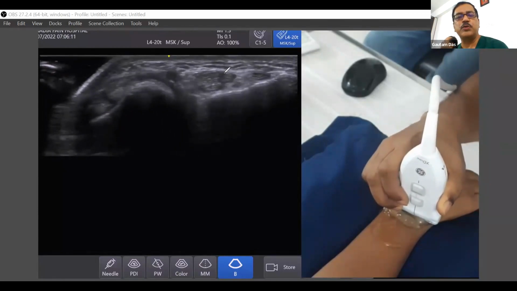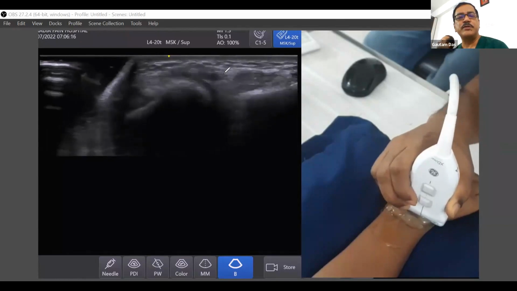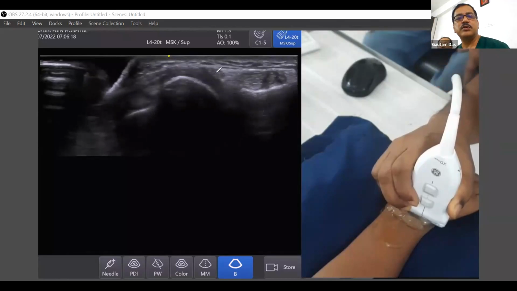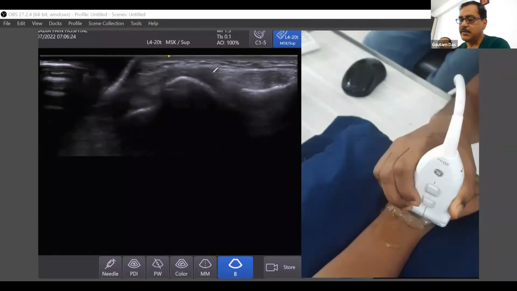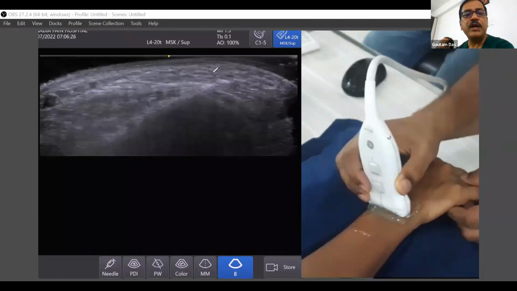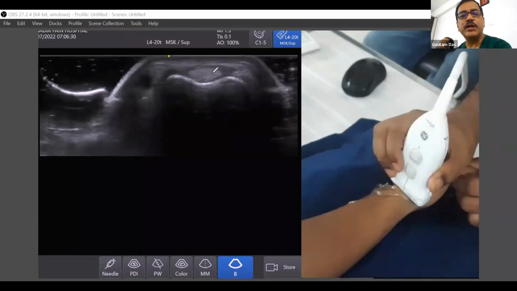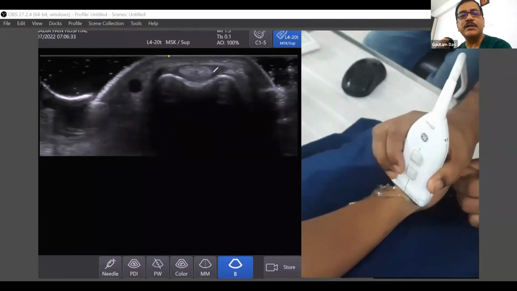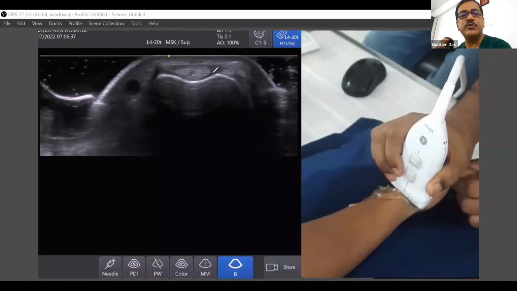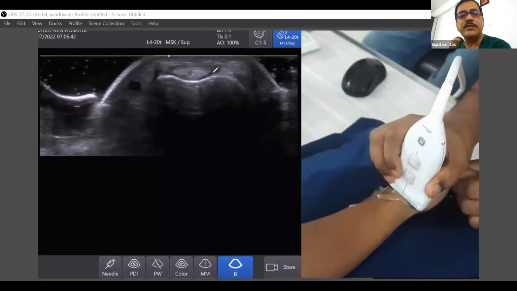So this was your fourth compartment. And now the fifth compartment is another superficial muscle, this one, and that was extensor digiti minimi, and on the lateral side, we are having the extensor carpi ulnaris. And sometimes in this tendon, like in this patient also, you can see some fissures are there. And remember, this is not tendinopathy. This is normal.